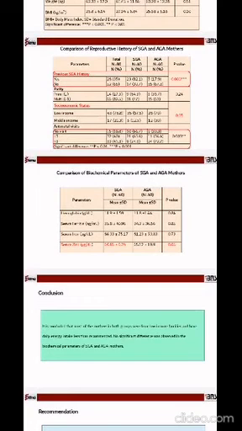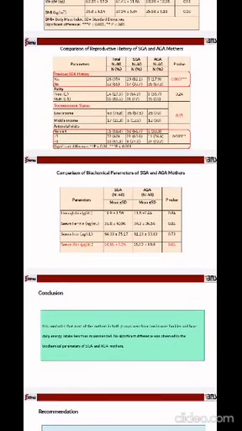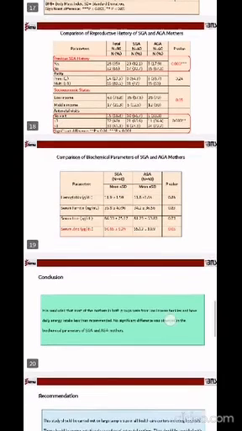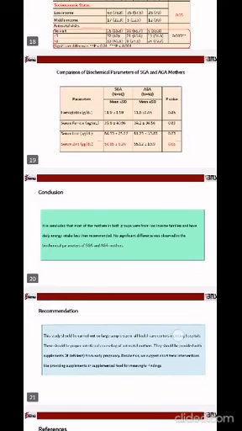Then we compared the biochemical parameters of SGA and AGA mothers. We found significance in serum zinc level. For SGA, that was 60.85 plus minus 6.25. The p-value was 0.05. Conclusion.